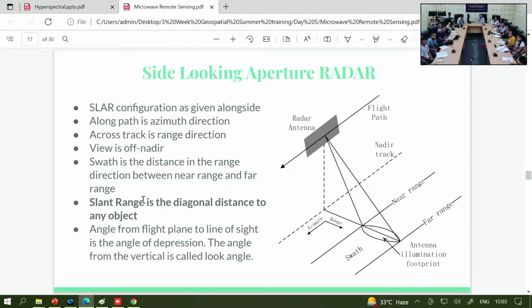So you'll need to know a few terms. This is just understanding the basic terms. If the radar is flying in this direction and it's looking in this direction, the direction towards that side is called range. The direction of flight of the radar is called azimuth. Okay. So range and azimuth. Fine. So will you all get confused if I say range and azimuth now? Range is away from the direction of flight, azimuth is in the direction of the flight. Okay. Sideways is range, forward is azimuth.